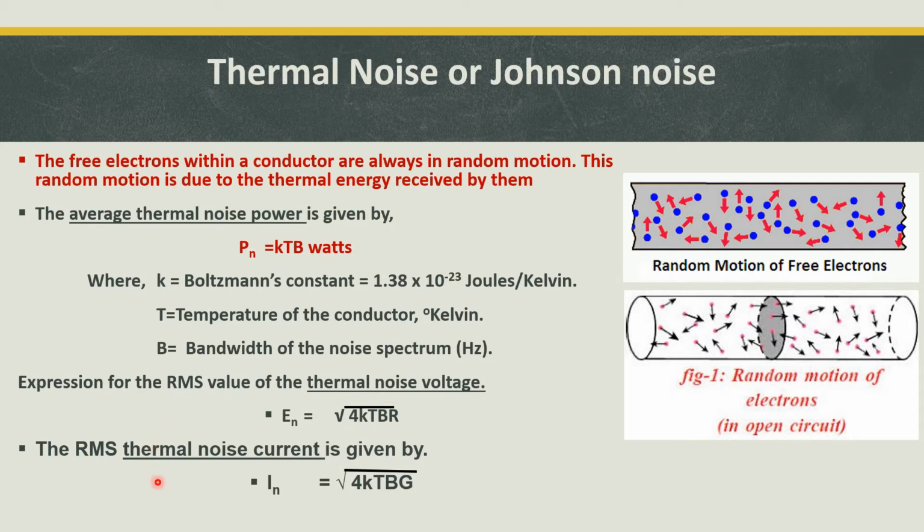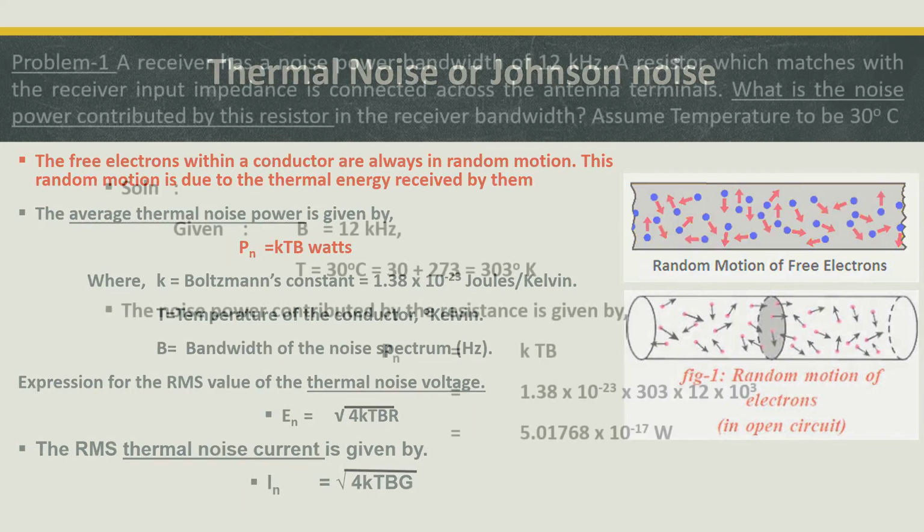In a similar manner, we can calculate the thermal noise current. RMS thermal noise current is given as IN is equal to root of 4kTBG. Instead of R, here we have replaced it with G, the conductance. So by using three different formulas, we are able to calculate power, voltage and current based on the noise.